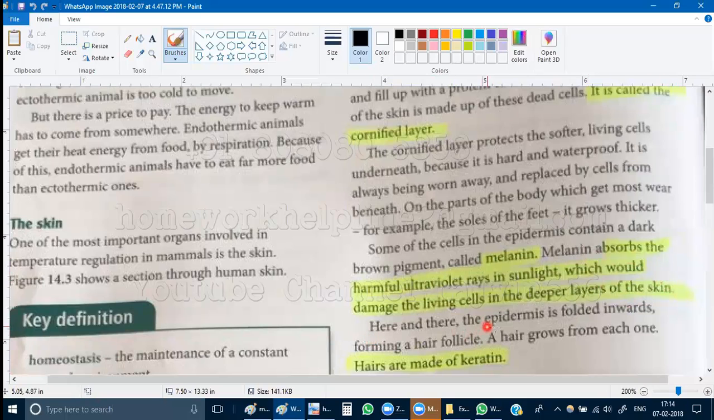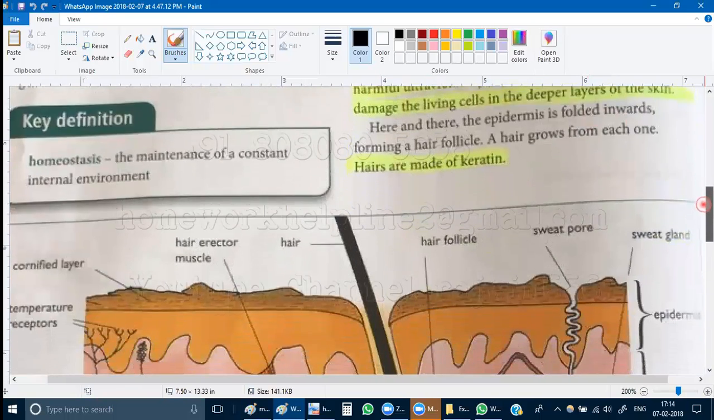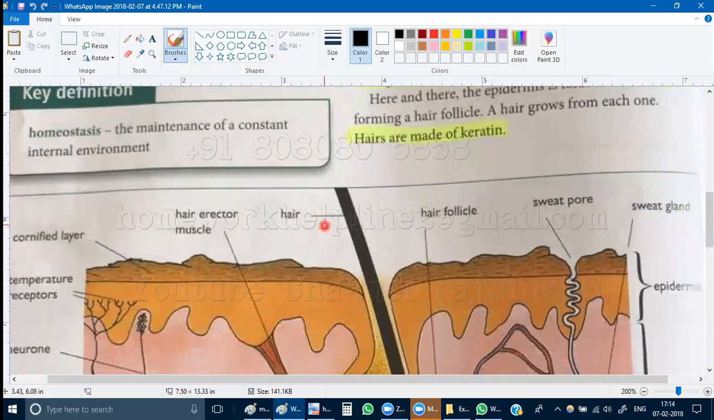Here and there, the epidermis is folded inwards, forming a hair follicle. The hair grows from each one. Hairs are made up of keratin. These are the layers which make up the hair.